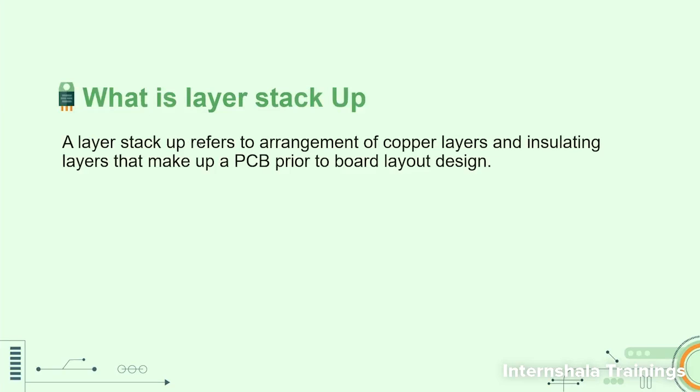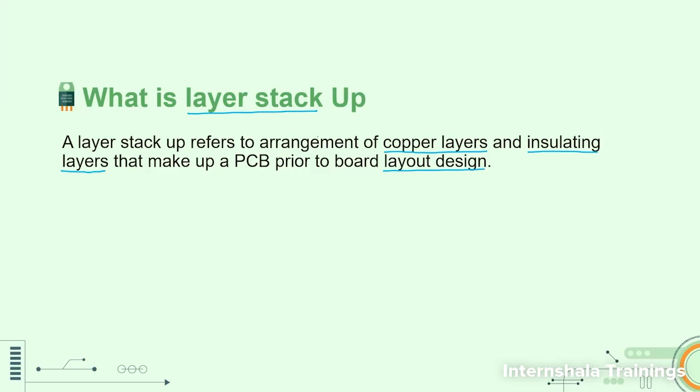A layer stackup refers to the arrangement of copper layers and insulating layers that make up a PCB prior to board layout design. Basically, a layer stackup consists of multiple copper layers, and along with that there will be multiple insulating layers. We need to think about this layer stackup before we start with the layout design of our hardware.